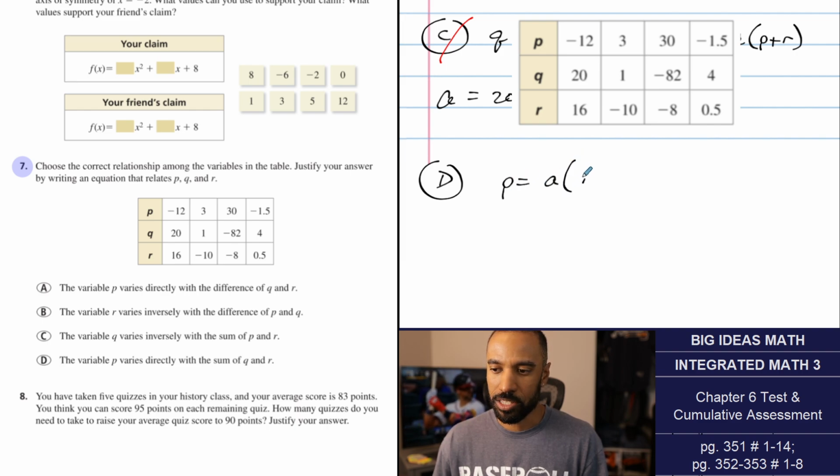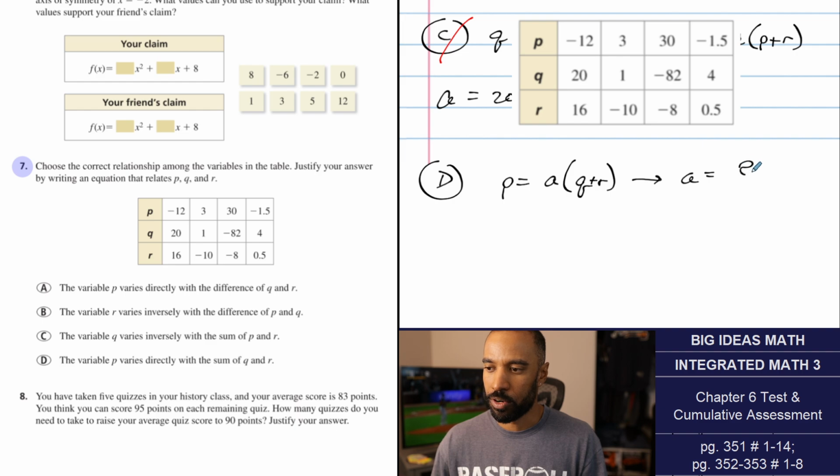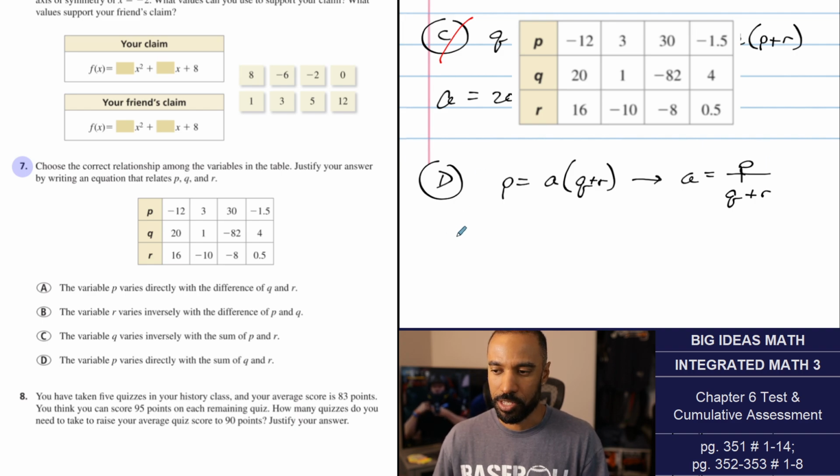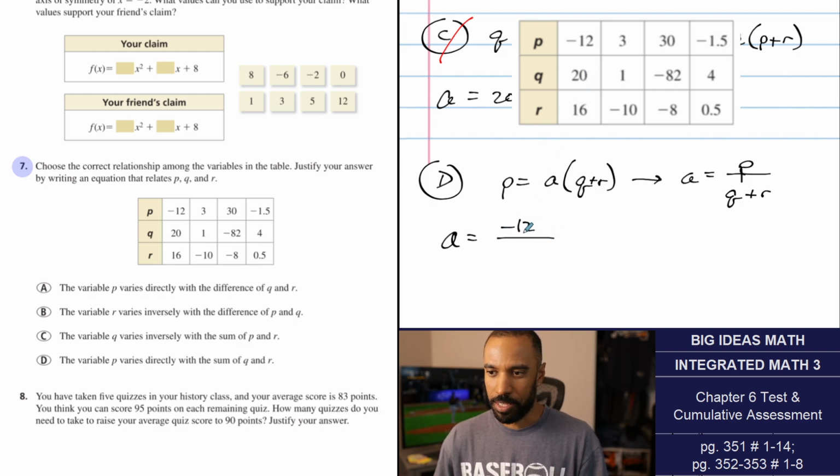Part D, we have the variable P varies directly with the sum of Q and R. It varies directly with the sum of Q and R. So A is P over Q plus R. Let's test that one out and see if we have constants in that one. So A would be P over, oh, here's the problem. These are fractions. Q plus R is 36. That's -1/3.